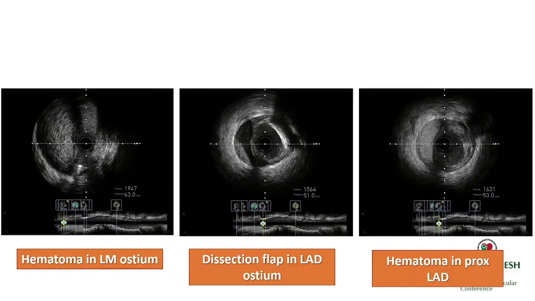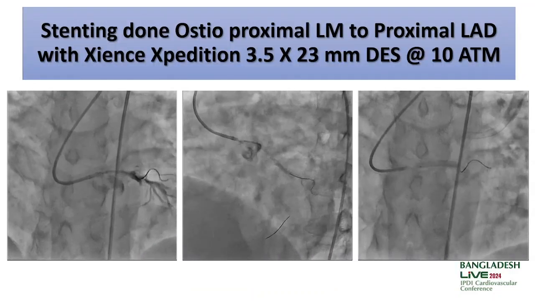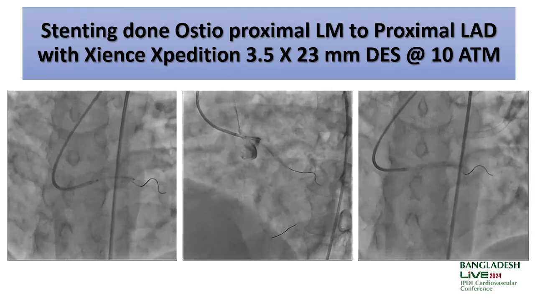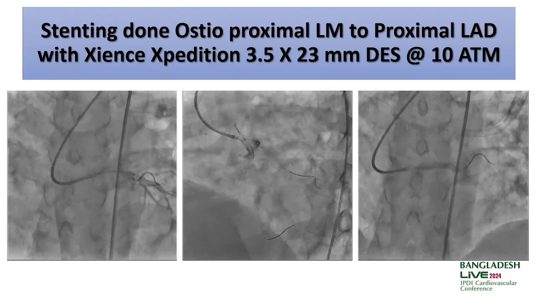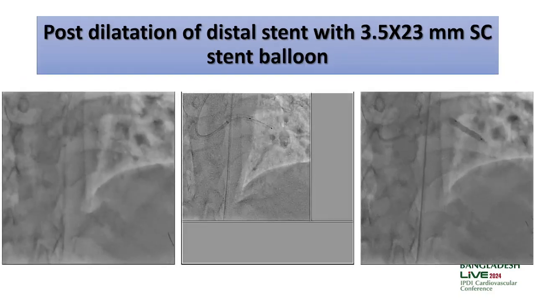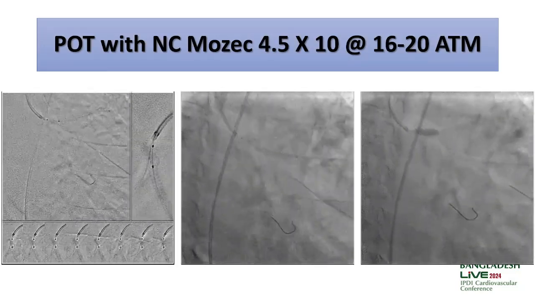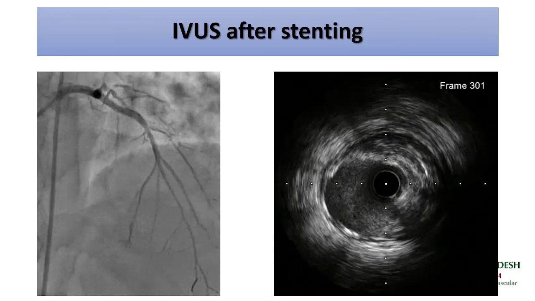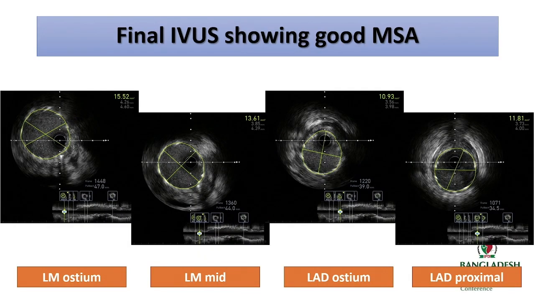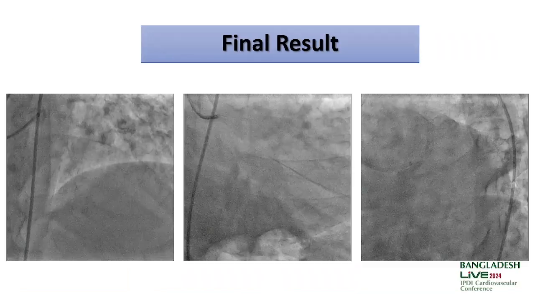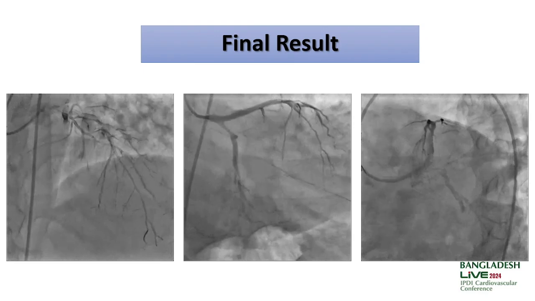IVUS from LAD to LM showed hematoma in the left main, a dissection flap in the LAD ostium, and hematoma in the proximal LAD. So stenting was rapidly done from the ostioproximal left main to the proximal LAD with a Giants Expedition 3.5 x 22 millimeter stent. Post-dilatation was done with a Mosaic 4.5 x 10 balloon. IVUS after stenting showed no dissection, hematoma, or dissection flap in the LAD, and this is the final result.